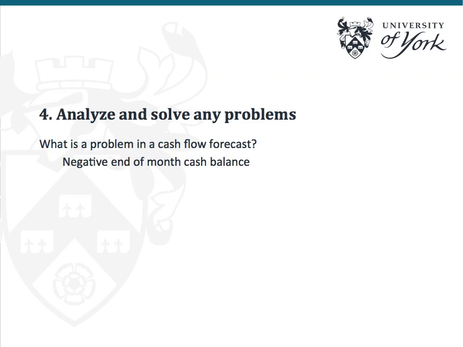So as far as a cash flow forecast is concerned, what constitutes a problem? Well, a negative end of month closing balance is a problem, because what it means is that they don't have enough money in that month to pay the bills that are due. So technically they are bankrupt. They can't pay their bills when they fall due. But that's a bit of an extreme term. There are 2 months in which that occurs.